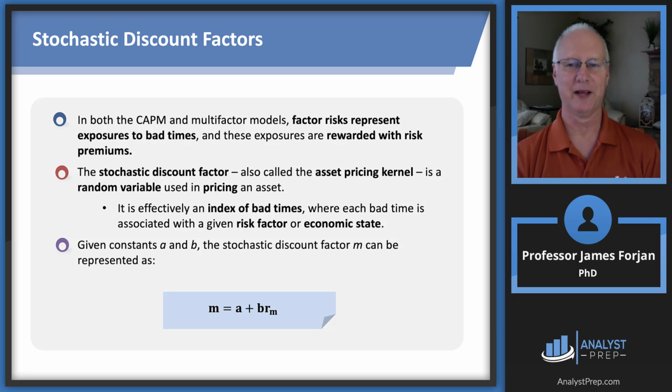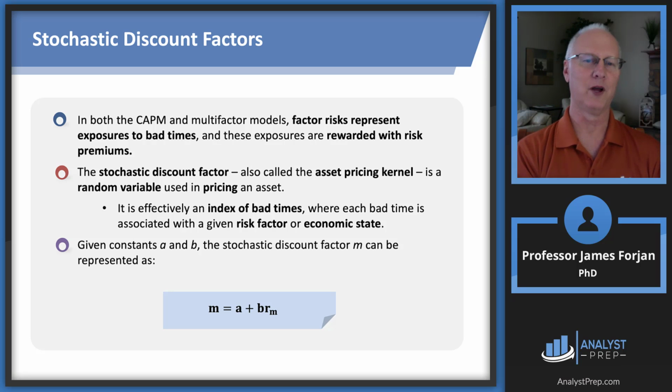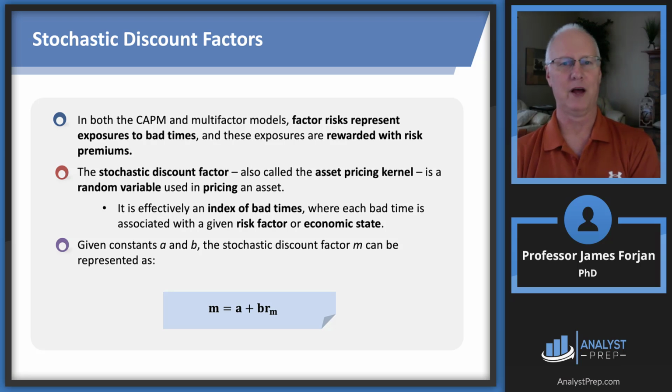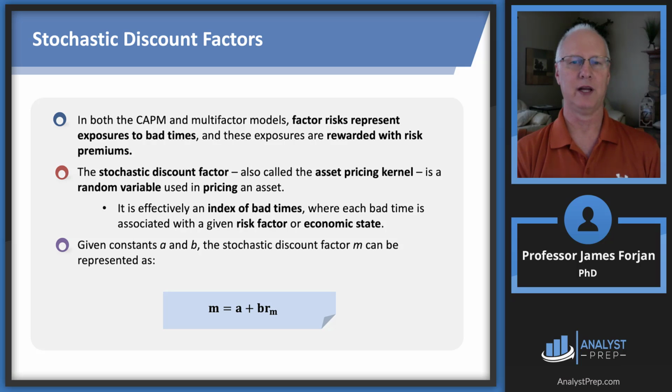So think about that, and then think about how this relates to what we're talking about with CAPM and the multi-factor models. Let me go ahead and give you an example of pricing. So look at this first circle point there. Factor risks represent exposure to bad times, and these exposures are rewarded with risk premiums. So let's introduce this stochastic discount factor.